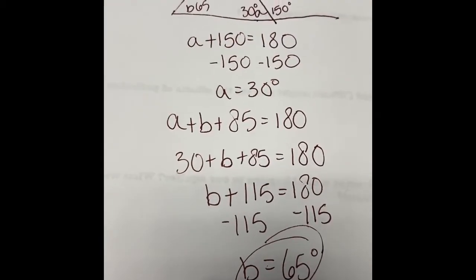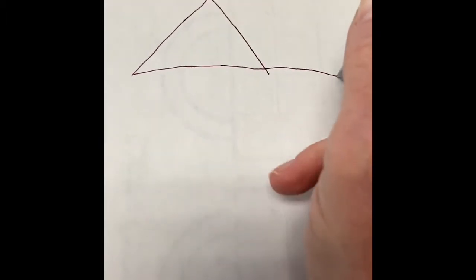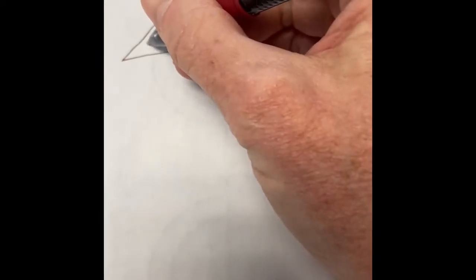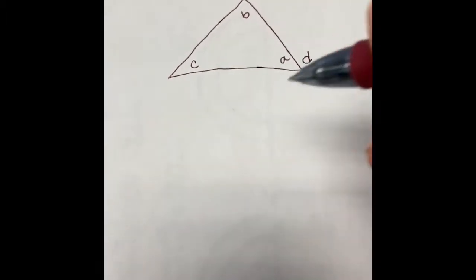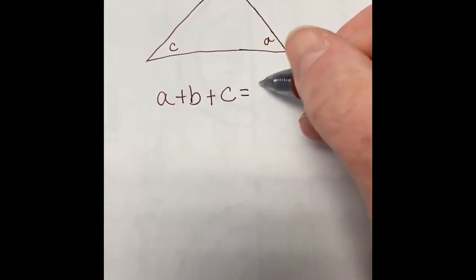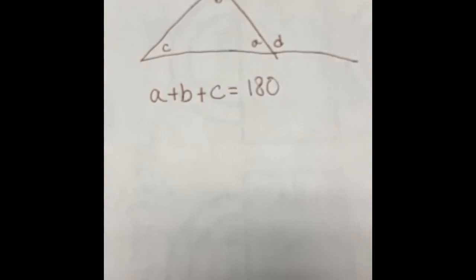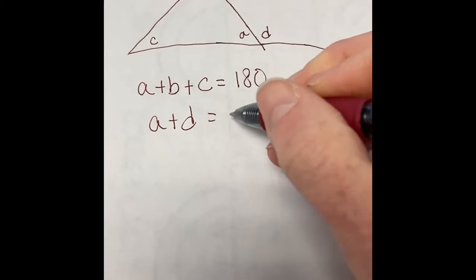So I'm going to show you a nifty trick. I'm going to draw this triangle again, this time without any numbers. I'm just going to label the angles A, B, C, and D. So I know that A plus B plus C equals 180. We discovered that yesterday. I think we're solid. I also know that A plus D equals 180.